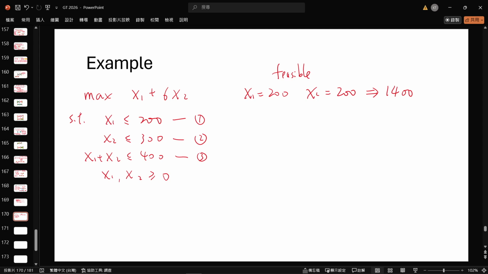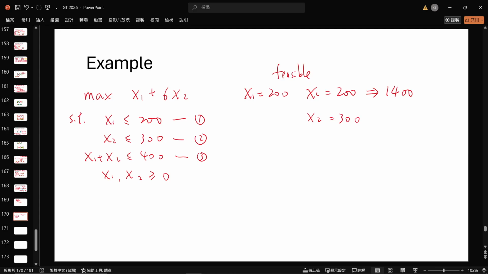And this is a reasonable guess because we maximize x1 first, and then we try to maximize x2. So that's the first one, and the second one is now let's perhaps maximize x2. Right? So let's set x2 to 300.